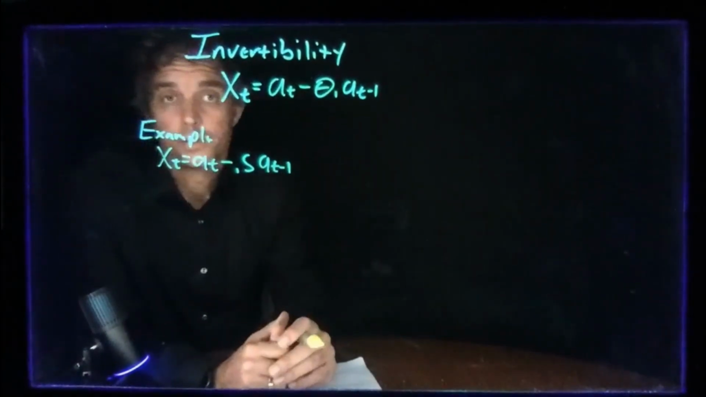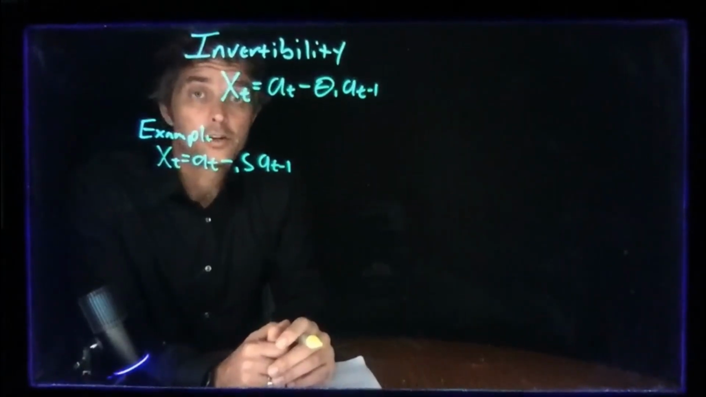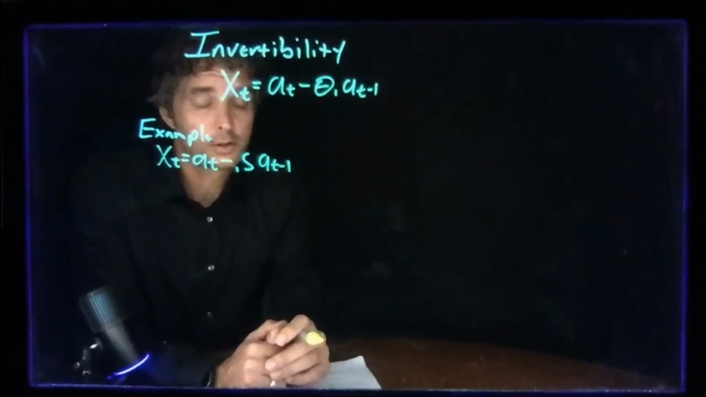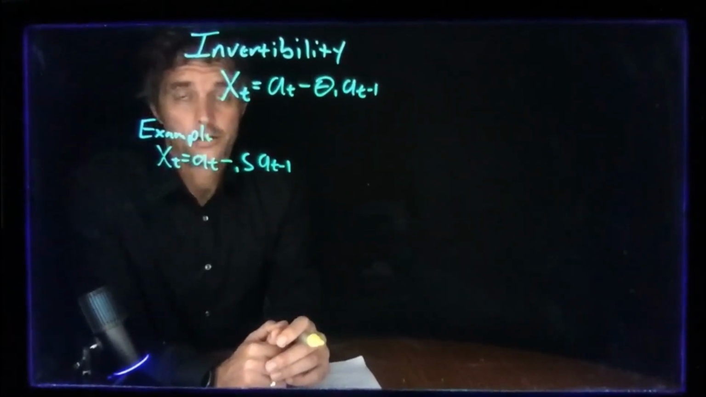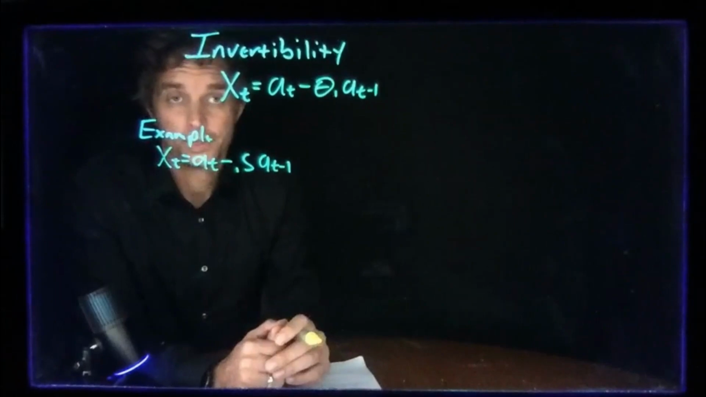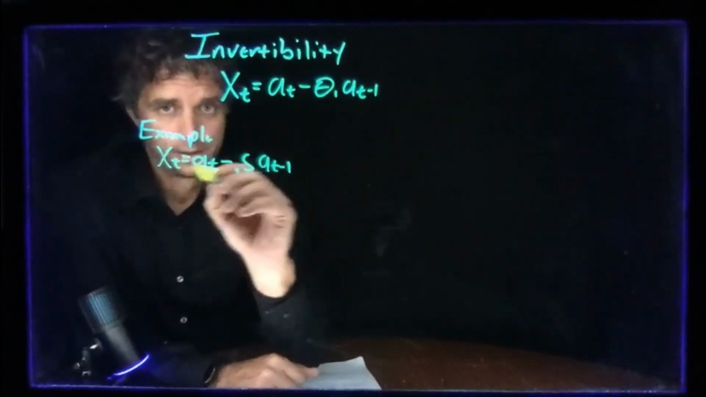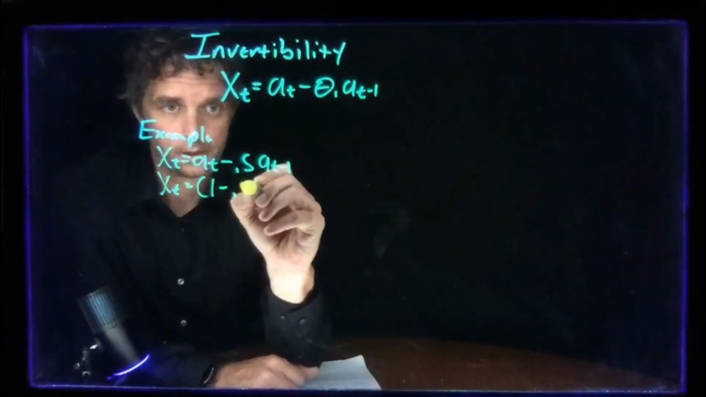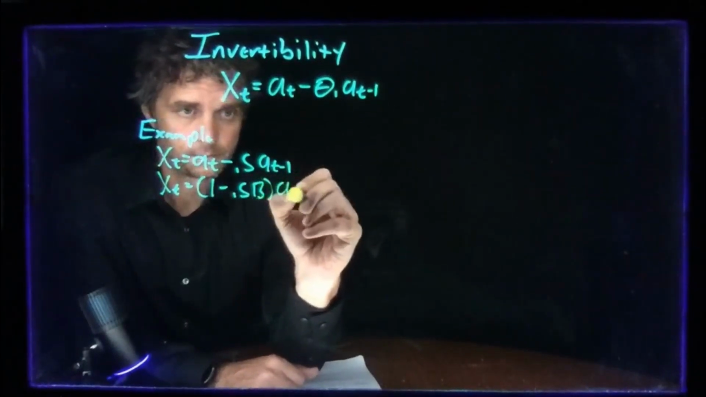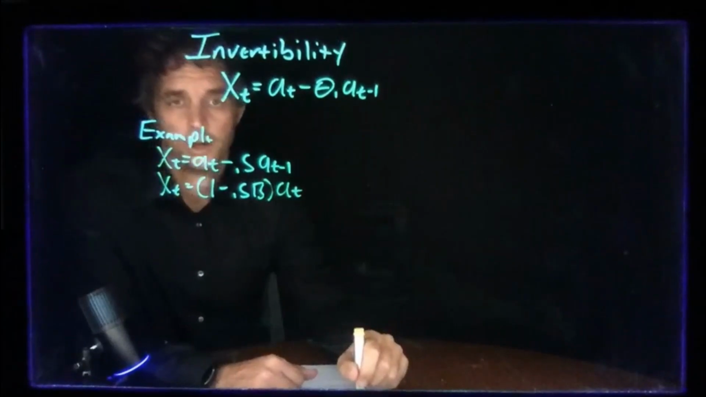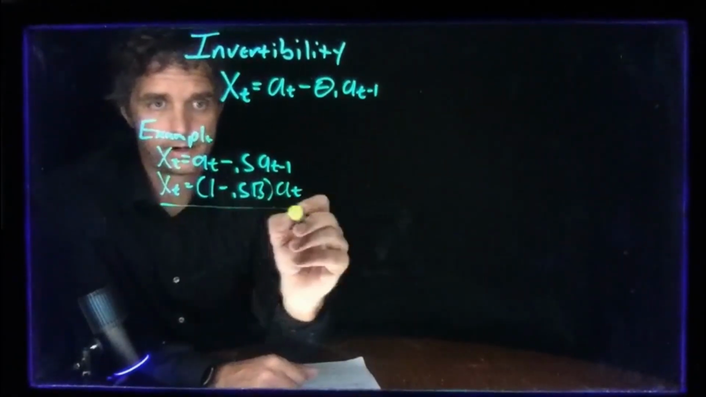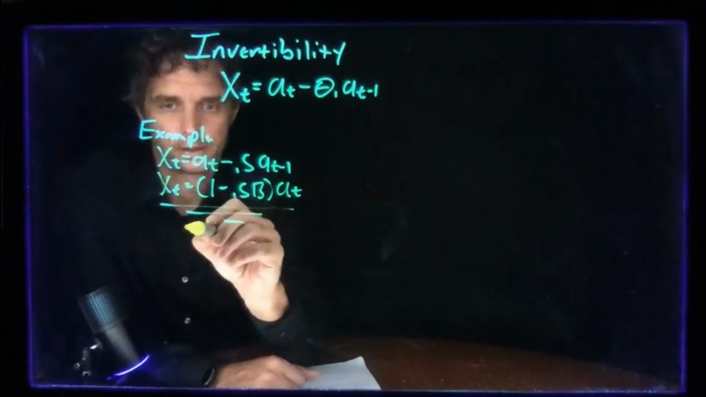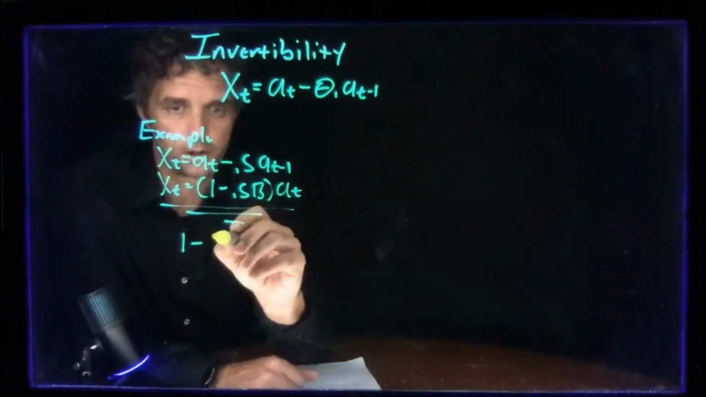Same idea with invertibility. We just look at the characteristic equation of the MA side like we're about to do right now. If those roots are outside the unit circle, then it's invertible. If they're on or inside the unit circle, then that model would be non-invertible. So this is a fun little game. We say xt equals, and we put it into backshift notation, like so. Awesome. That right there is the information we need to know about invertibility. And so we'll turn that into a characteristic polynomial.